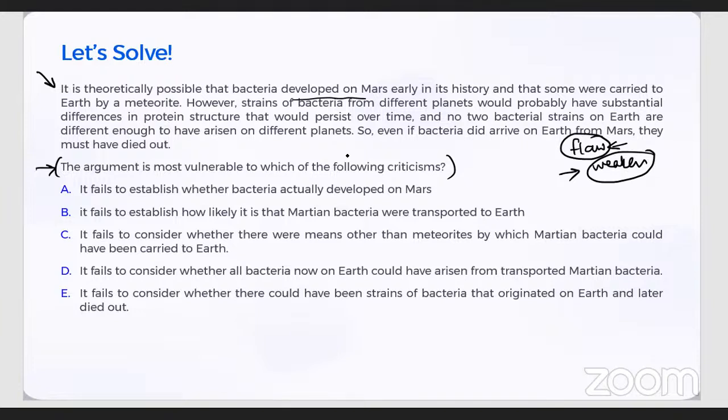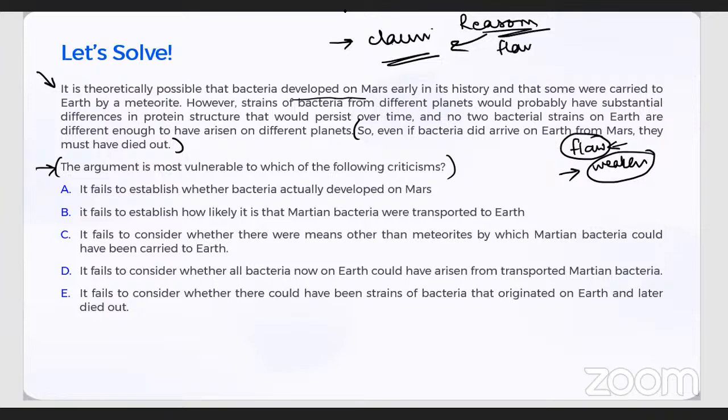Since no bacteria on Earth shows such differences, the author concludes that any Martian bacteria that arrived on Earth must have died out. Here we are. So even if bacteria did arrive on Earth from Mars, they must have died out. Please keep in mind that a flaw in the argument question will always have a claim. Your job is to look at the reasoning that has been used to come to this claim and figure out what is the flaw in this reasoning.